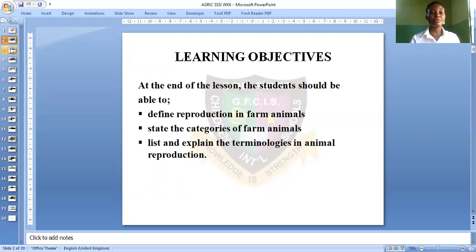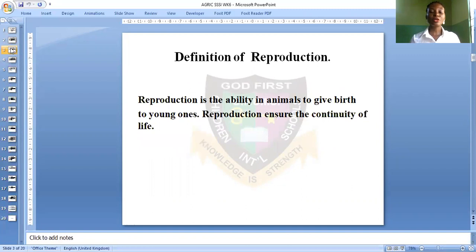Now, let's define reproduction. Reproduction is the ability in animals to give birth to young ones. Reproduction is the process by which farm animals give birth to their young ones. To ensure continuity of life, reproduction must come into place. To avoid the extinction of animals in the environment, reproduction must come into place.